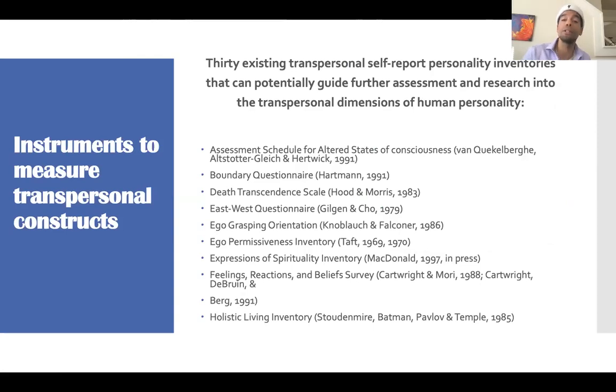So here we go. There are 30 existing transpersonal self-report personality inventories that can potentially guide further assessment and research into the transpersonal dimensions of human personality. So these are assessment tools for you to use: questionnaires, scales, and different things. We'll go over a few of them, I'll just read out a few of them. There will be resources and links to all of them online, on the online student platform, for you to have access to prior to the end of the semester.